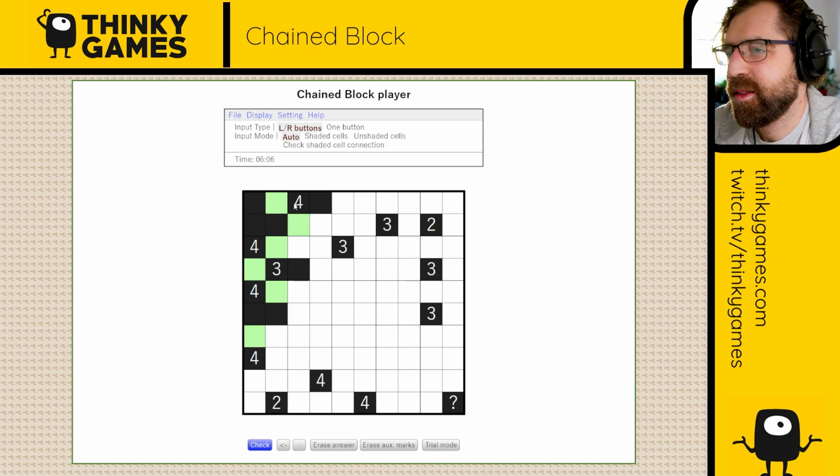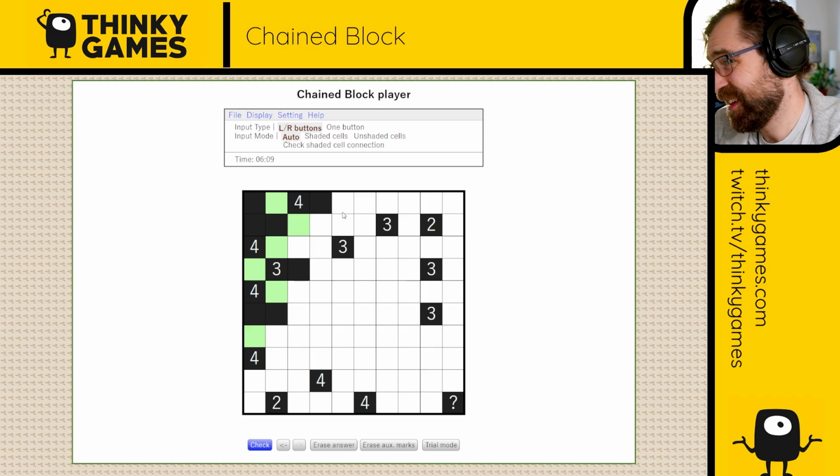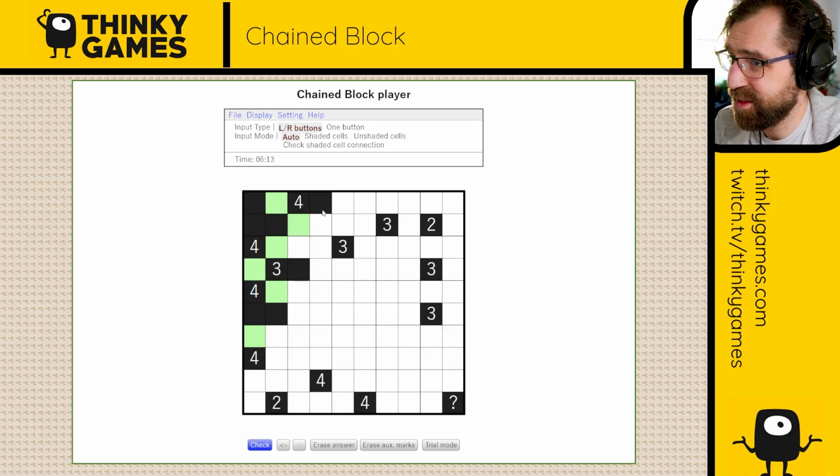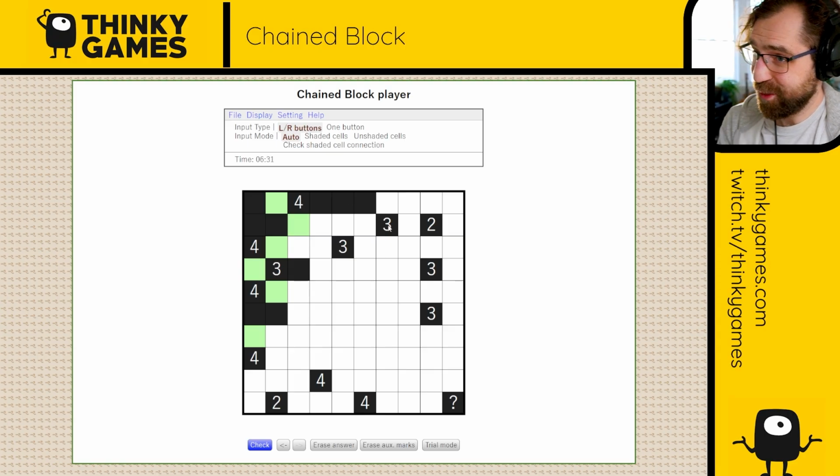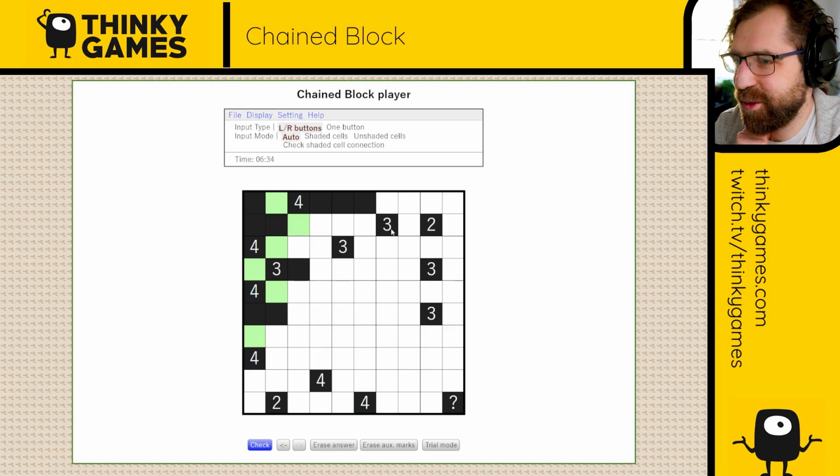Okay, so this 4. Basically, I know at this point that it can't be an L, it can't be a Z, so it's going to end up being the I shape. Cool, so that connects to there. So we have another 3 joining the chain. So we've got the 3 over here and this.